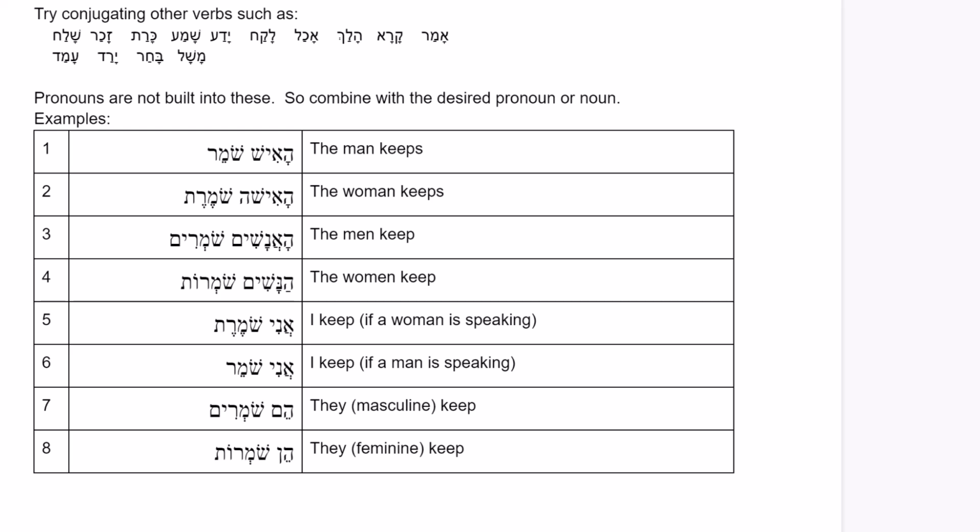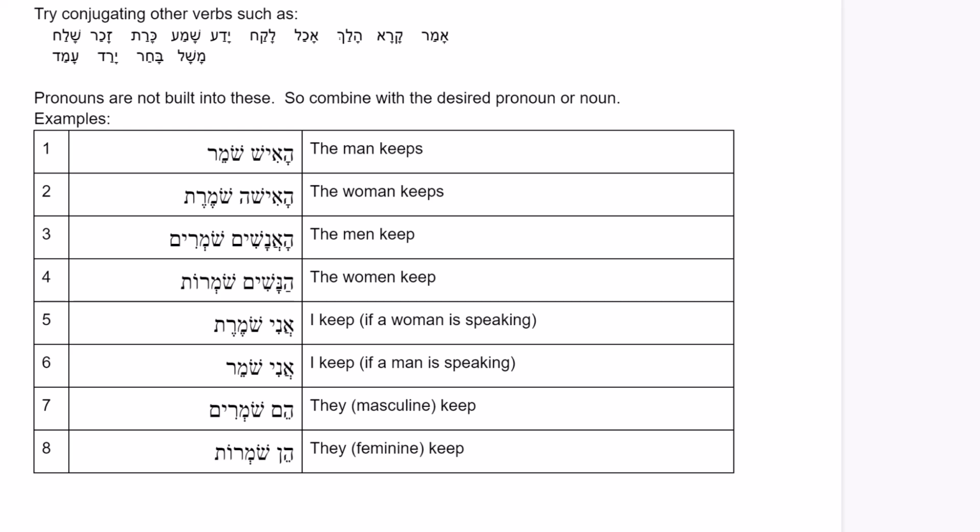So repeat after me. Shomer. The feminine version, singular, shomeret. Make sure you're accenting the vowel under the M sound, the mem letter. Shomeret. Shomrim is you all or they are keeping. And Shomrot is the feminine version of that.